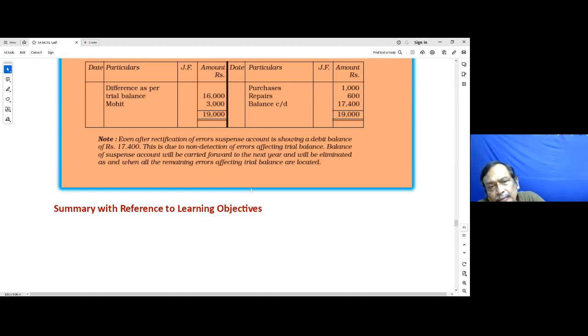So even after rectification of errors, suspense account is showing a debit balance of rupees 17,400. This is due to non-detection of errors affecting trial balance. Balance of suspense account will be carried forward to the next year and will be eliminated as and when all the remaining errors affecting trial balance are located.